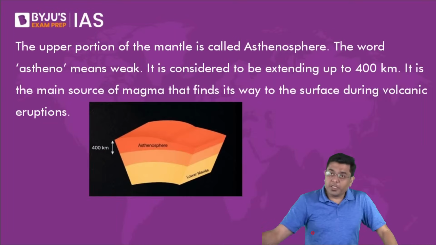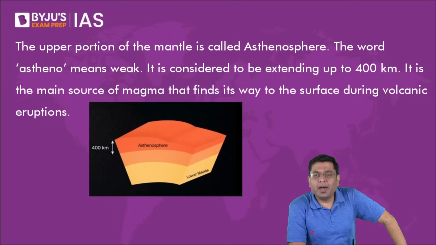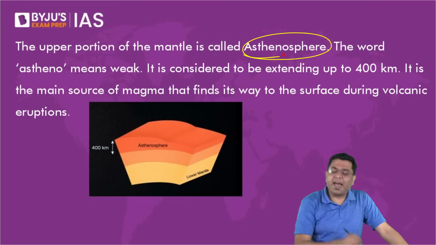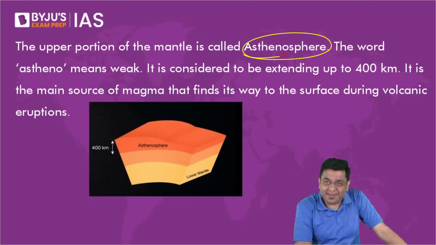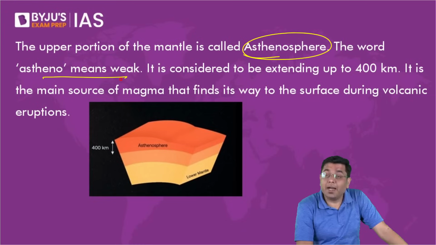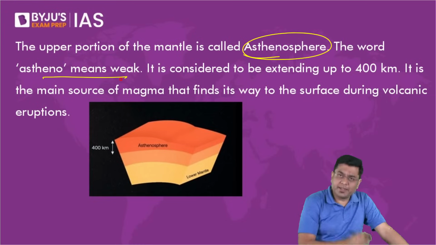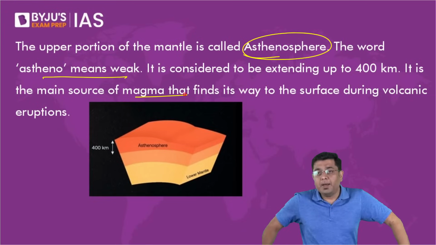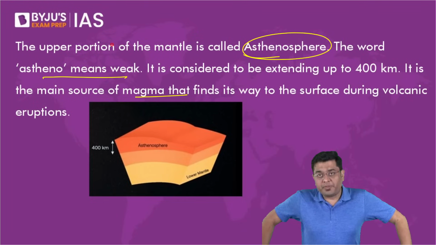Now, in the region of the mantle, that is in the upper portion of the mantle, here that is what is referred to as the asthenosphere, derived from the term astheno, which means weak. It is considered to be extending up till around 400 kilometers in depth, and it is the main source of the molten materials or magma that eventually erupts from the surface during any volcanic eruption.